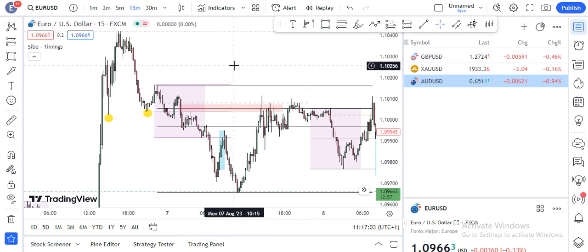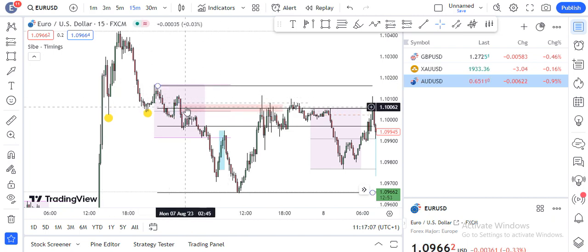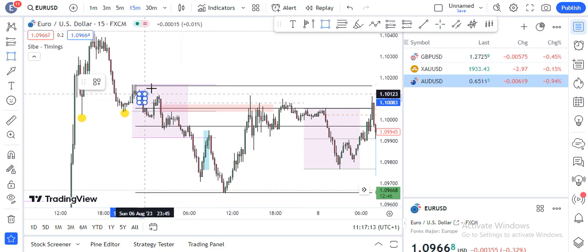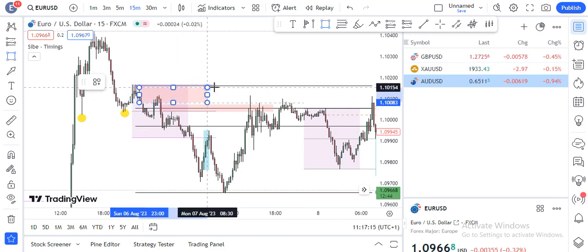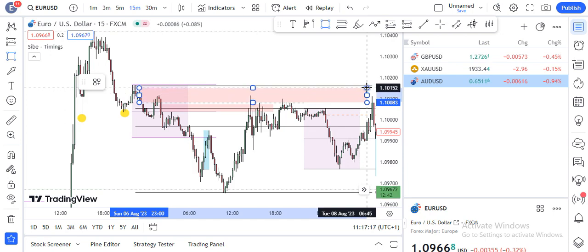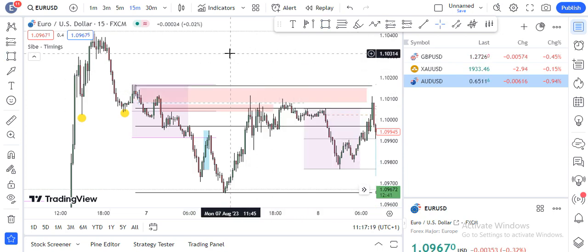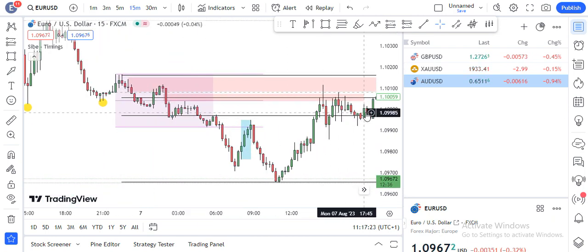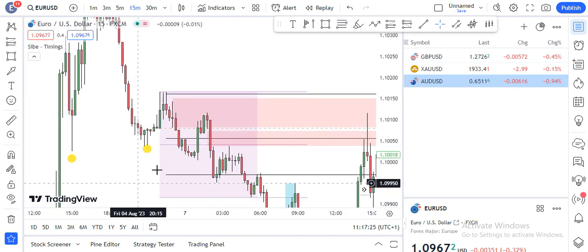I teach more in the advanced areas. So there's ICT's fair value gap here. There's going to be indecision candles here. If you're going to be on the 15-minute, the indecision candles are going to be your best friend. So this is our indecision candle, and where is it? Let's see if we can find one here.